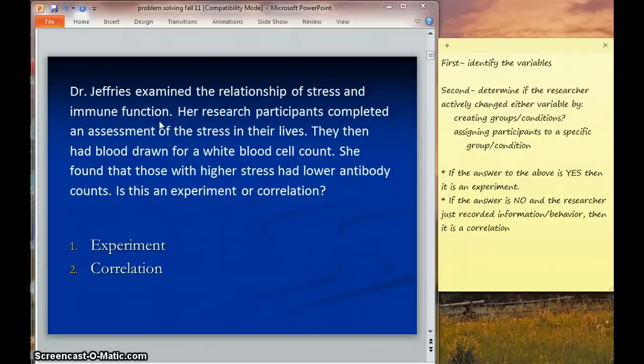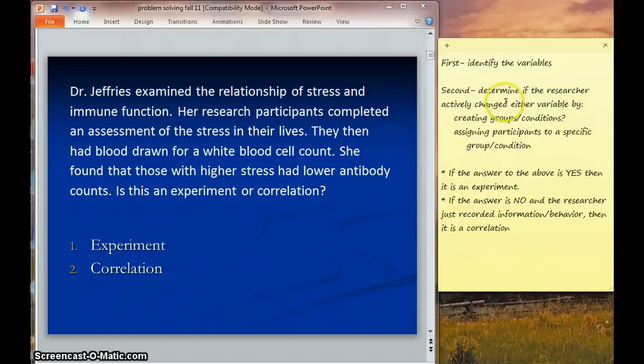Now of course we need to figure out, okay, how would we operationalize these variables? Remember, operationally defining something means to come up with a way of quantifying it, a way of measuring it. So how is stress measured? Well, Dr. Jeffries created a questionnaire to assess it. And then in order to actually operationally define immune function, the way she did that was with a white blood cell count. So our variables would be the results from this stress test and the white blood cell count.